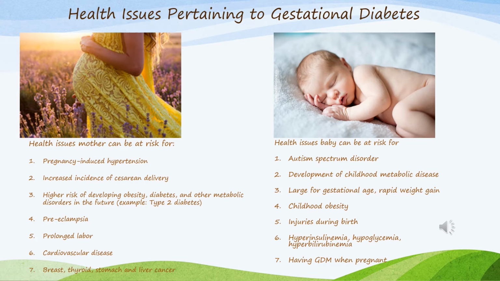Health issues for the baby can be autism spectrum disorder, development of childhood metabolic disease, large for gestational age, rapid weight gain, childhood obesity, injuries during birth, hyperinsulinemia, hypoglycemia, and hyperbilirubinemia. And they will also have an increased risk of having gestational diabetes when they're pregnant, when they're older.